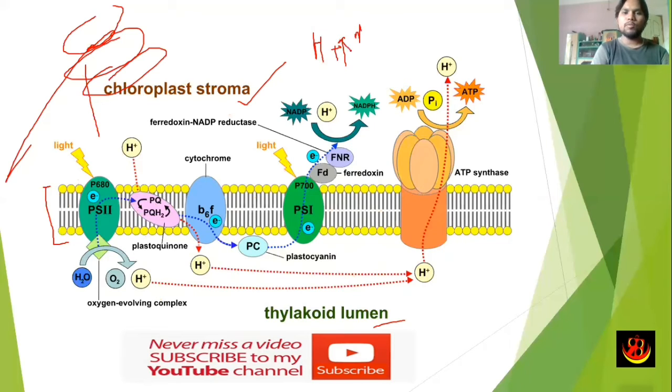Okay, here H positive will be more, and here H positive will be less. This is the oxygen evolving complex, and protons are released into the lumen. What we had seen there: now water is splitting into oxygen. This oxygen will be coming out into the environment.